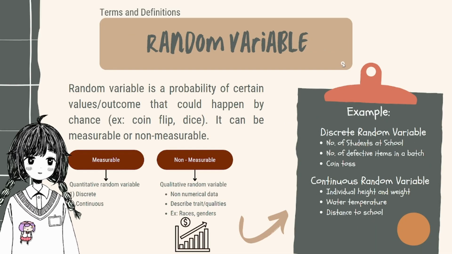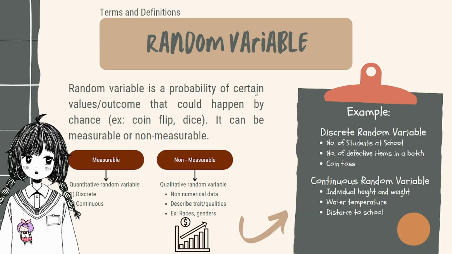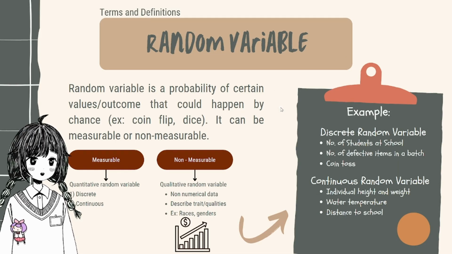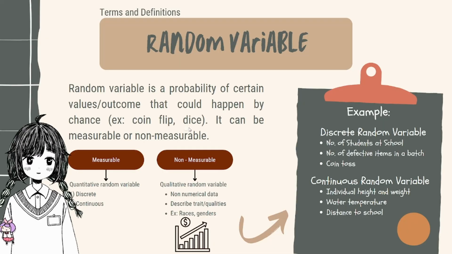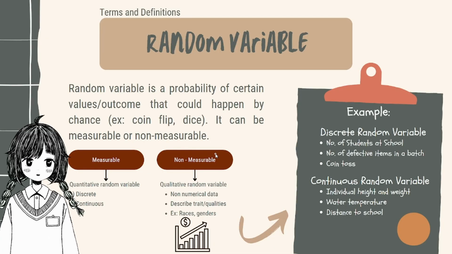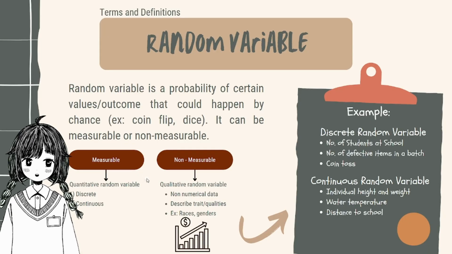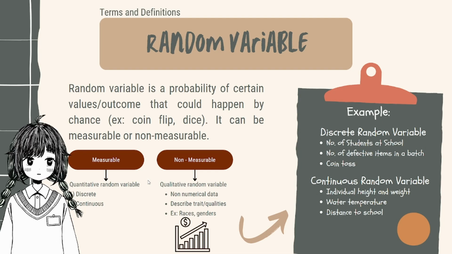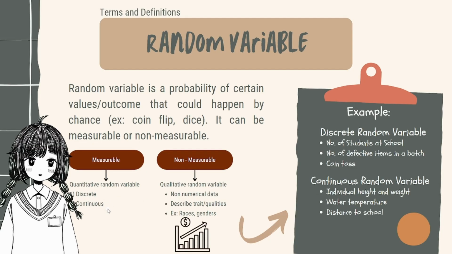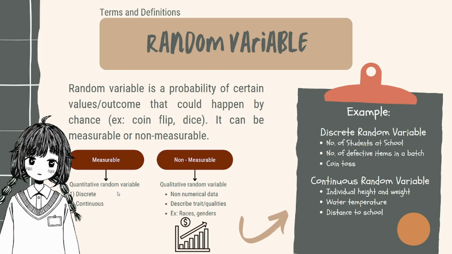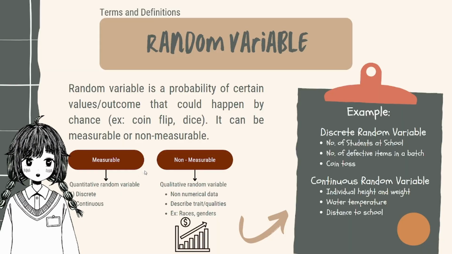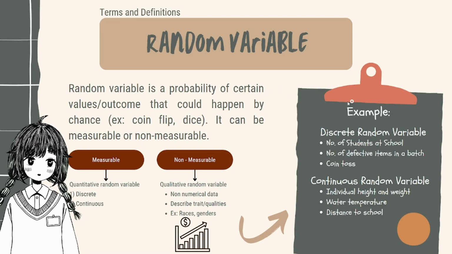Next is random variable. It's a variable whose values or outcomes happen by chance, like a coin flip and dice. There are measurable and non-measurable random variables. For measurable, it basically means data that can be counted or measured, like your height and weight. It's called quantitative random variables, which can be either discrete or continuous. But what's the difference between these two? So we look at some examples here.